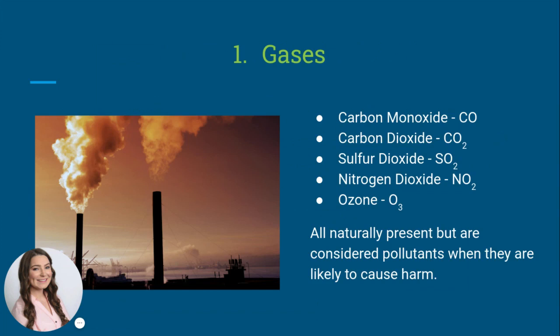Gas pollutants include carbon monoxide, carbon dioxide, methane, sulfur dioxide, nitrogen dioxide, and ground-level ozone, among others. Some occur naturally, of course. Plants need carbon dioxide to make glucose, but gases are considered pollutants when they are likely to cause harm or when the ratios of these gases in the atmosphere get too high.